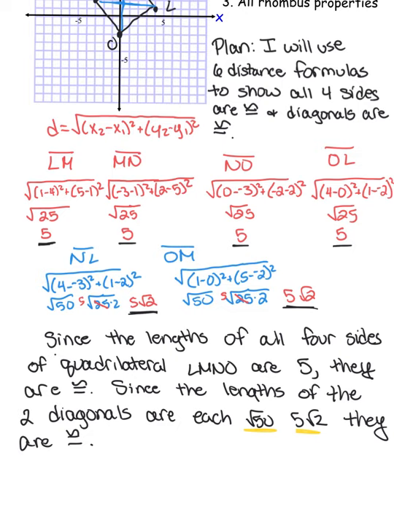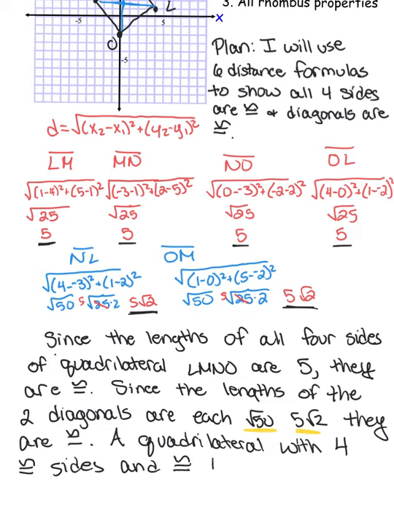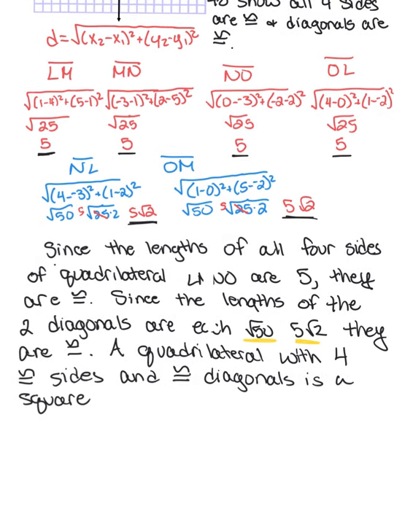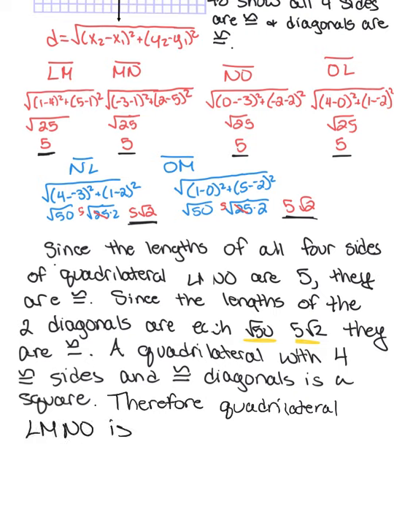Then you're going to explain. So what does that tell you? That tells you that a quadrilateral with 4 congruent sides and congruent diagonals is a square. Therefore, quadrilateral LMNO is a square.